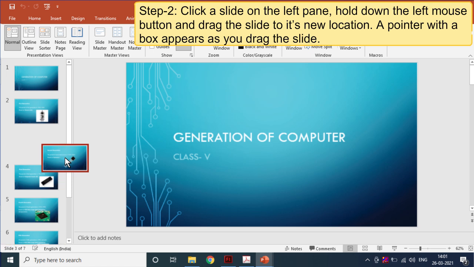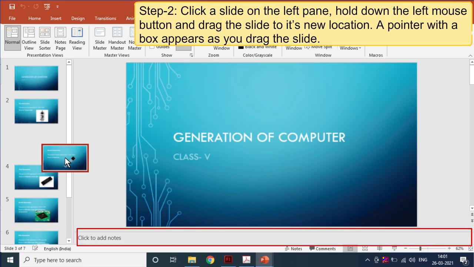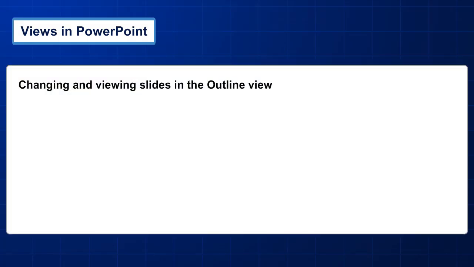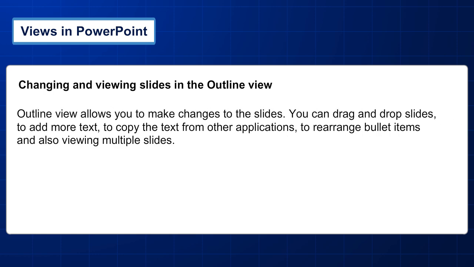Thumbnails, current slide, notes area, changing and viewing slides in the outline view. Outline view allows you to make changes to the slides. You can drag and drop slides to add more text, to copy the text from other applications, to rearrange bullet items, and also viewing multiple slides.